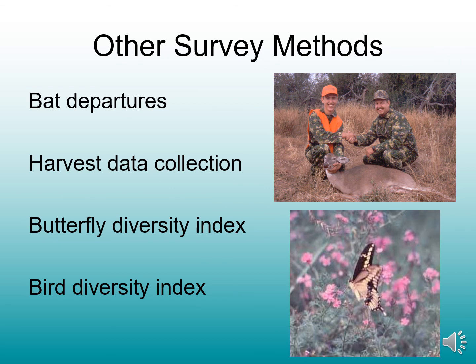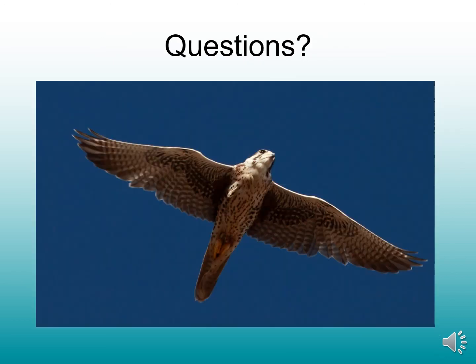Other survey methods may include bat departure counts, harvest data collection, butterfly diversity index, or even bird diversity indexes. No matter what wildlife species you're interested in, your local Parks and Wildlife biologist can help you determine the best survey method and develop the best survey to count the species that you're interested in.